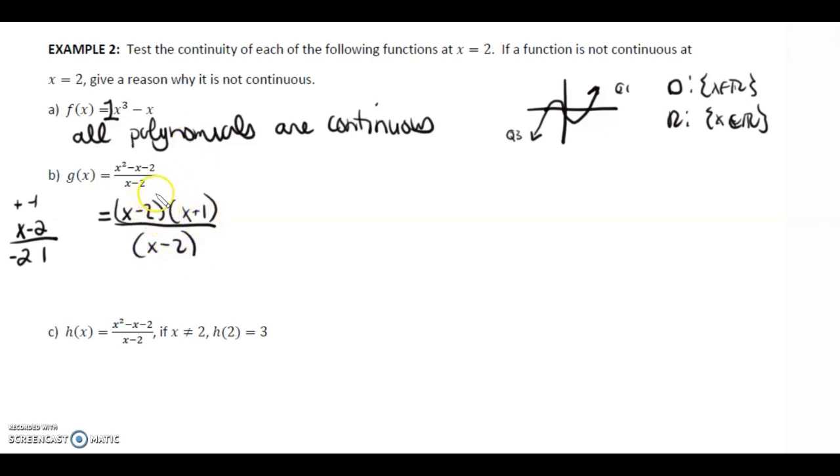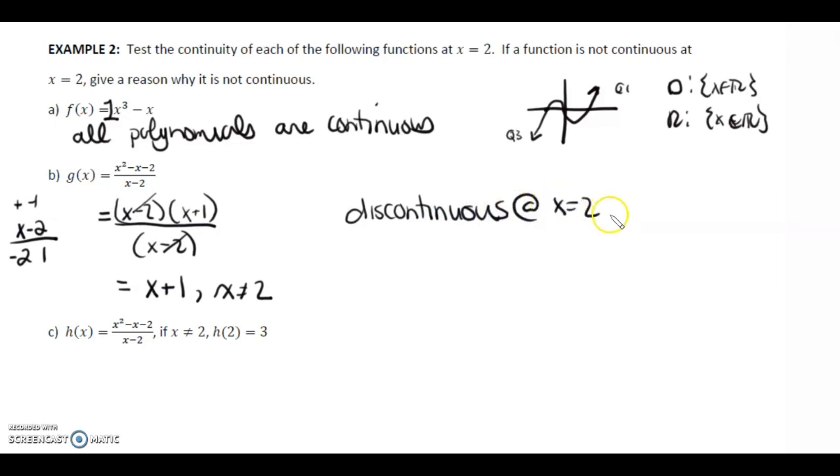Okay, so I get x minus 2, x plus 1, okay, over x minus 2. At this point, we can cancel out the x minus 2's, and we have the line x plus 1 such that x cannot equal 2. There is going to be a hole because we canceled the numerator and the denominator. Okay, so we can say discontinuous at x equals 2. And then the reason why is there's a hole. Because there is a hole.